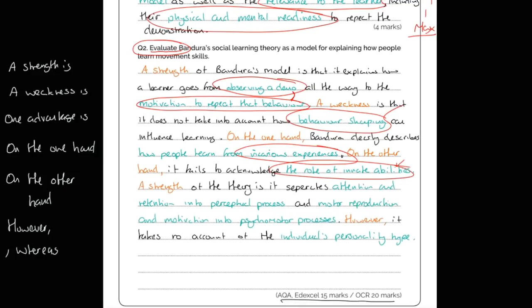Let's have a look at another evaluative statement. I'm going to show you 4. A strength of the theory is it separates attention and retention into perceptual process and motor reproduction and motivation into psychomotor processes. Okay. However, it takes no account of the individual's personality type. Okay, so I'm clearly making an evaluative statement which is beyond just describing this theory.